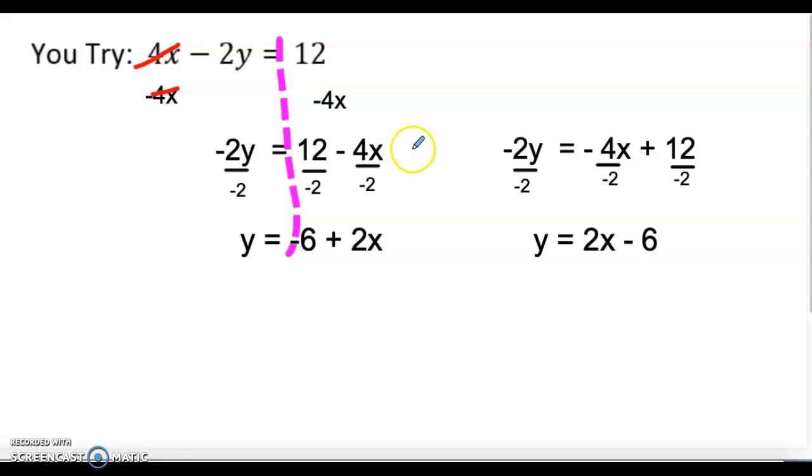And you can go ahead and rewrite it right away with the x first and the plus 12 second if you'd like. Then we need to divide everything by negative 2, so y is by itself. So y equals negative 6 plus 2x. And then we rewrite that to be y equals 2x minus 6. And now that's in slope-intercept form. So my slope is 2 and my y-intercept is negative 6, and I can graph that.